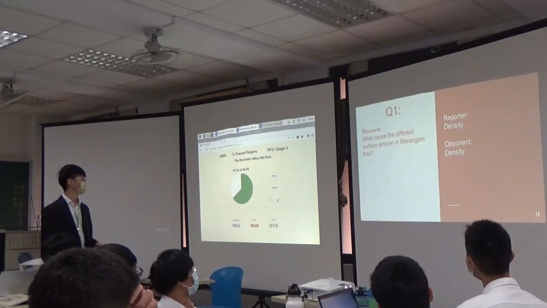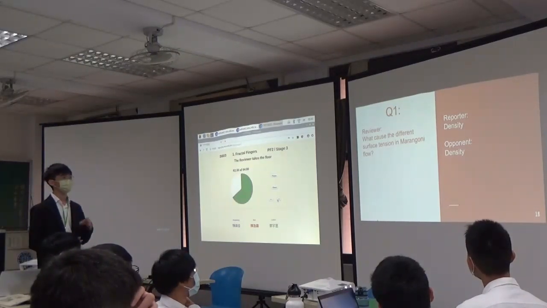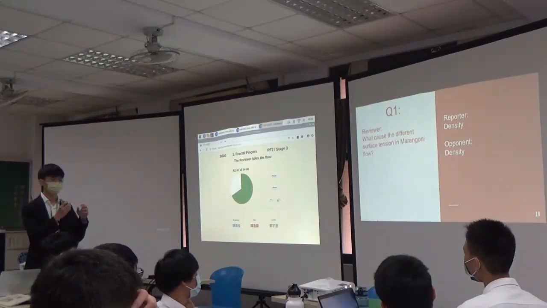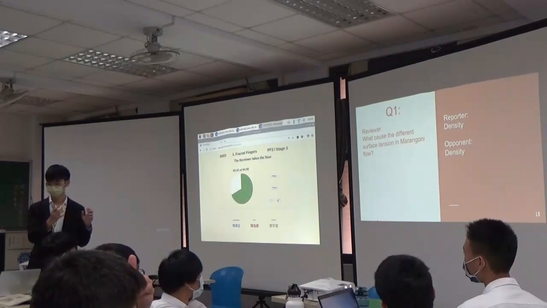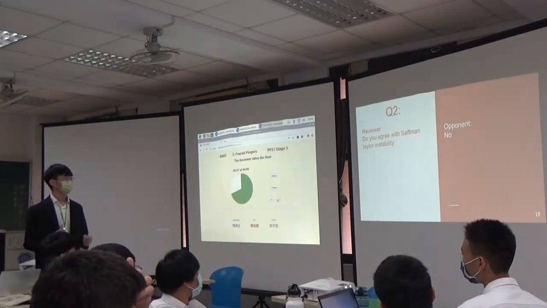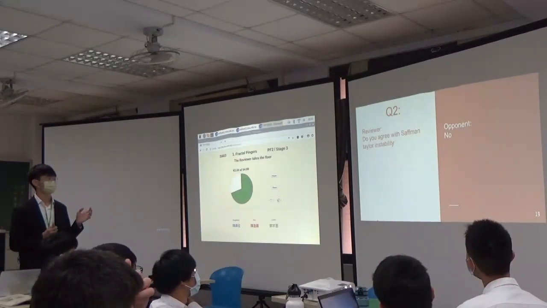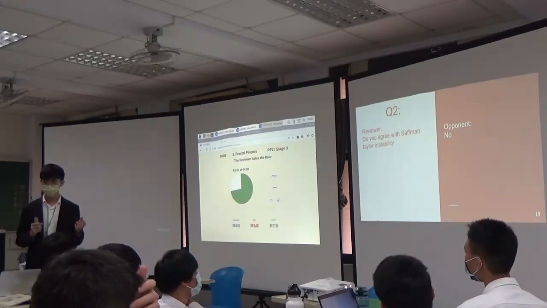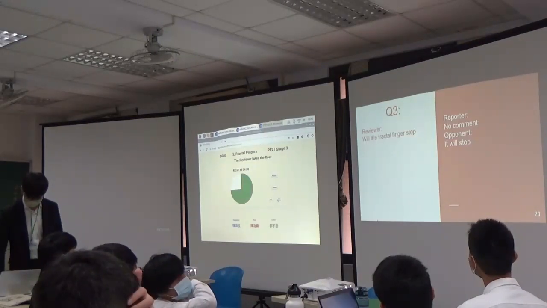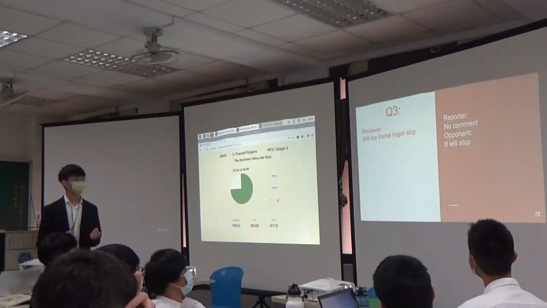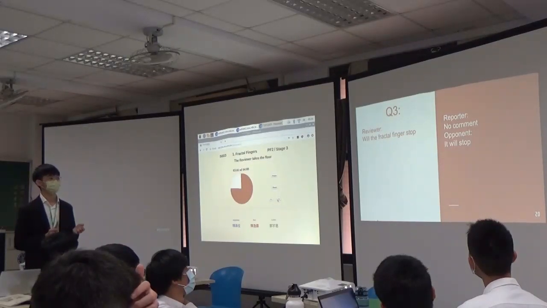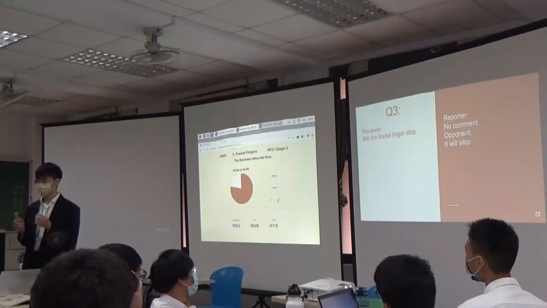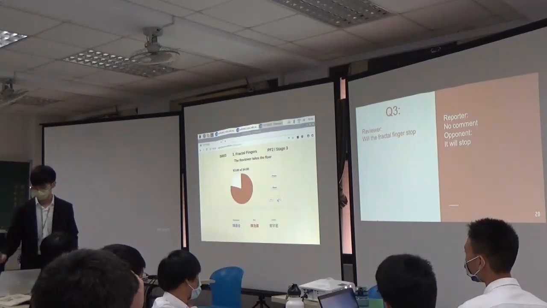First is, what caused the different surface tension in Marangoni flow? Both of them say density, which I think will be the evaporation of alcohol on the center parts of the mixture and the rim parts of the mixture. The second question is, I asked the opponent, do you agree with segmental instability? He said no, but I think this instability can be explained in this problem. The third question is, will the fractal finger stop? The reporter has no comment when the opponent says it will stop, which I think that fractal wouldn't stop, even because in small scales we couldn't use the naked eye to see that.